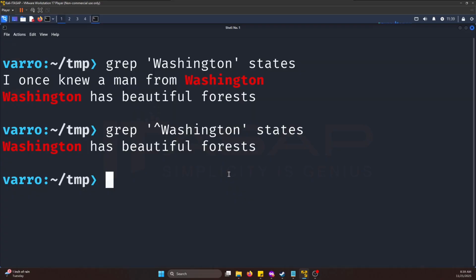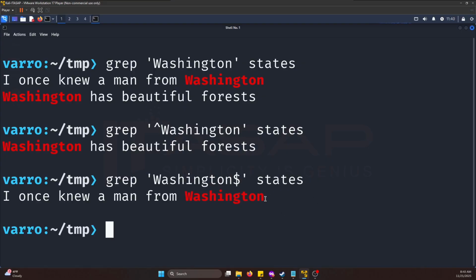But what if we want to match a pattern only if it occurs at the very end of a line? We'll use the $ sign then, since that is the line anchor for matches occurring at the very end of a line. Grep Washington $ sign in the states file. See, only the pattern that occurred at the end of the line was matched.